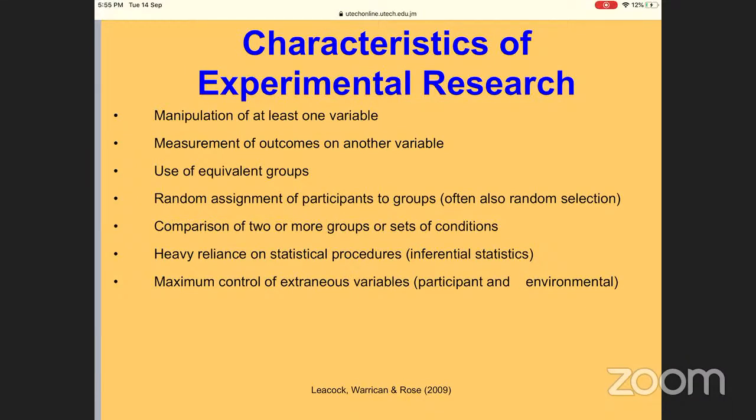In experimental research, you're relying on statistics. Remember the two types of statistics, descriptive and inferential. So you're using inferential statistics. And the idea is to control the extraneous variables so you can actually tell whether there's a relationship between the two variables. Next slide.